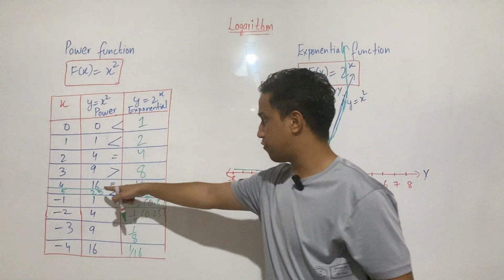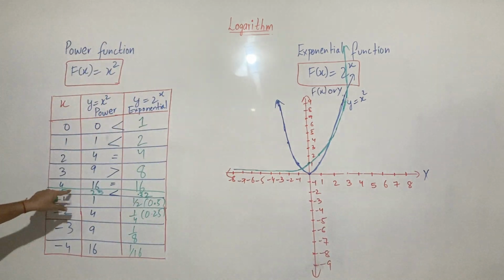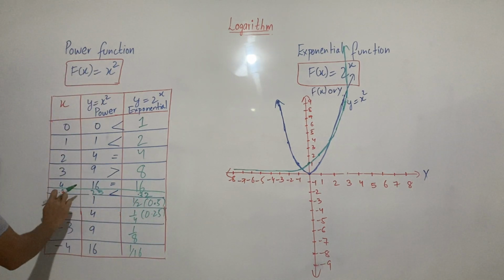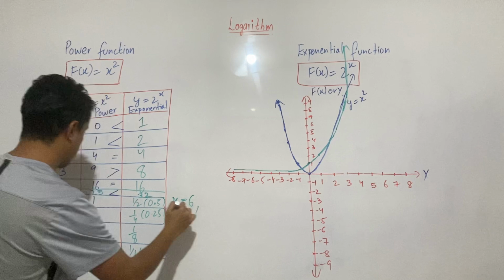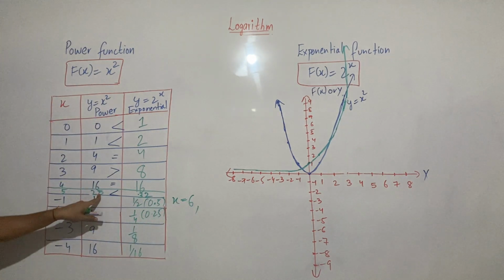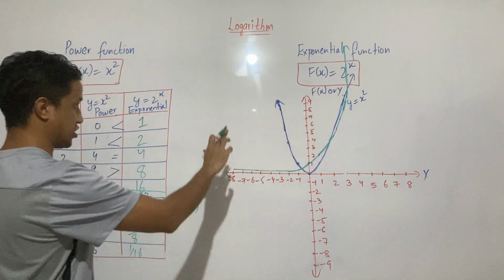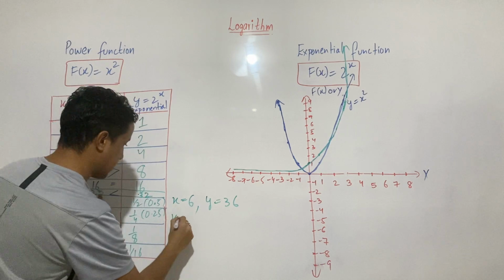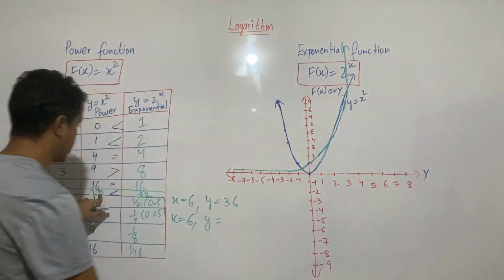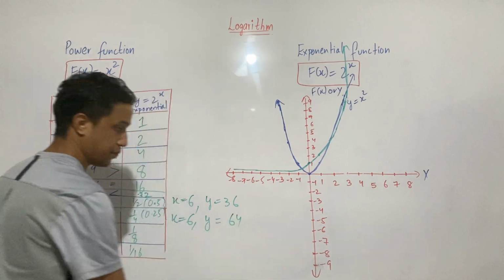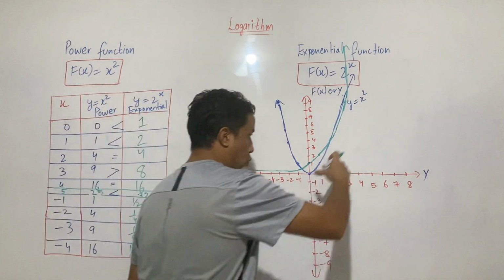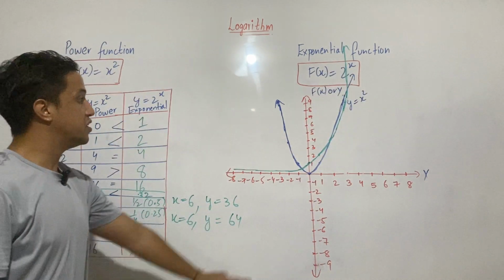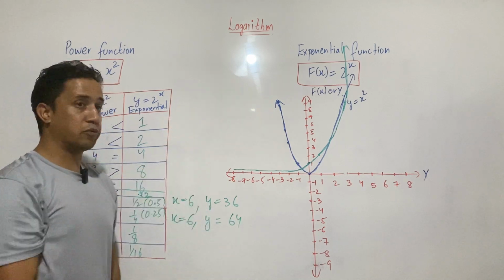Now you can check for x equals 6. For x equals 6, the power function value of y will be 6 raised to power 2, which is 36. And for the same x, the value of the exponential function is going to be 64. So as you increase x, you will see exponential growth in the sketch of this exponential function.